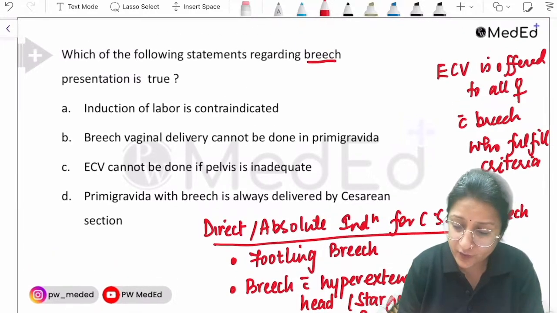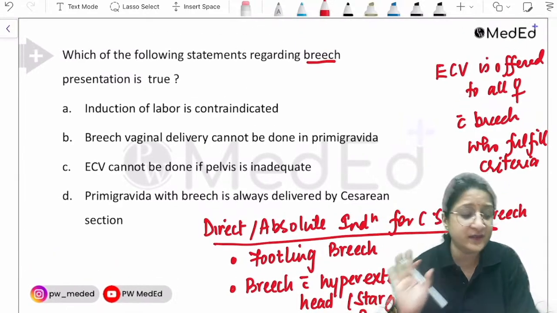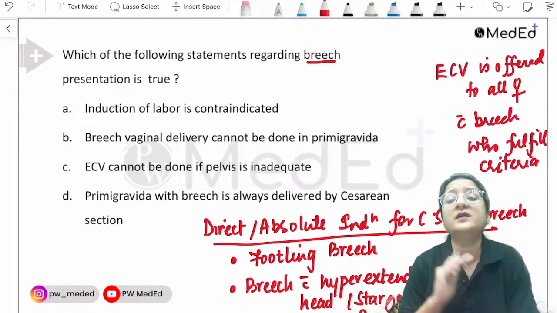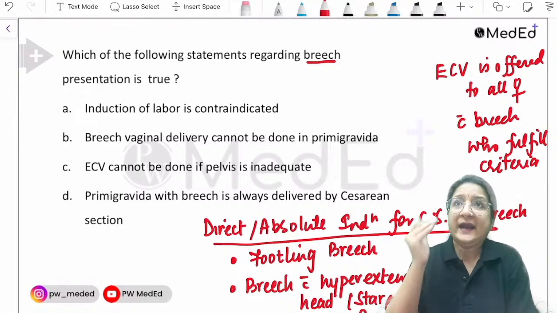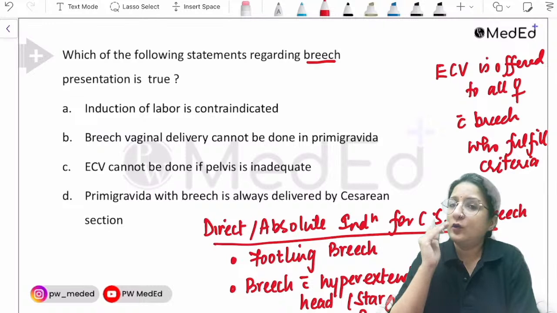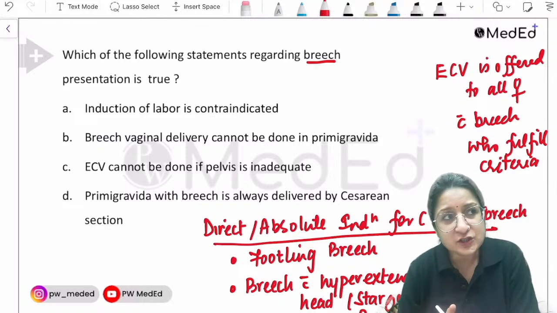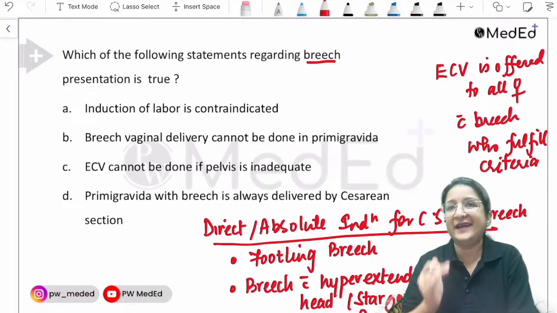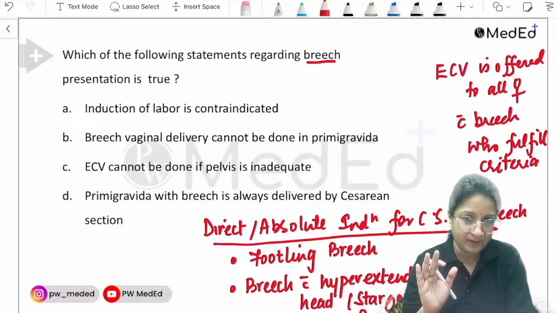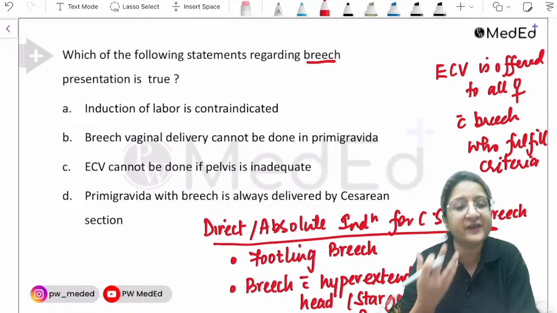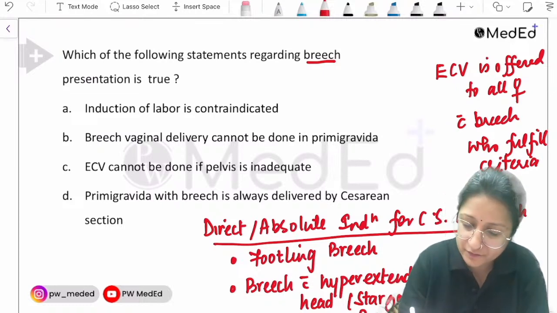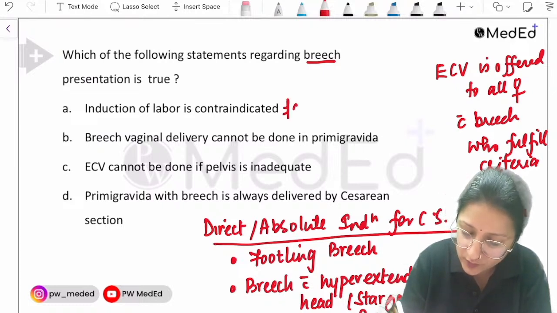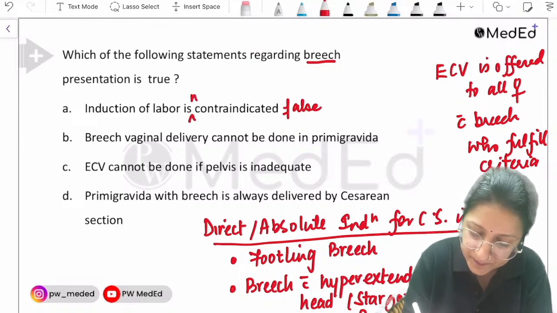So we're going to talk about those situations one by one. Let's first answer the question. Induction of labor is contraindicated. That is not a true statement. Induction of labor can also be done. Augmentation of labor can also be done when there is a breech presentation. It's not preferred in clinical practice, we don't prefer it that much. But induction of labor is not contraindicated. So this is a false statement.